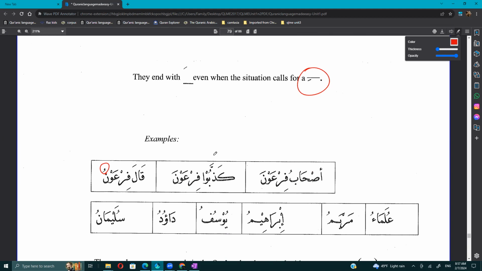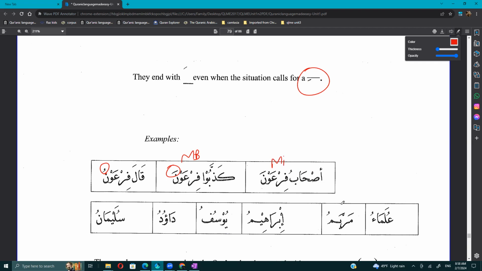You said he lied, right? He lied to Fir'aun. Very good. So what is Fir'aun? What grammar is this? Maf'ul bihi, very good, MashaAllah. So this is maf'ul bihi. That's why it is mansub, with a fatha. Very good. And now ashabu fir'auna. What do you think this is? Mudaf ilayhi. Very good.